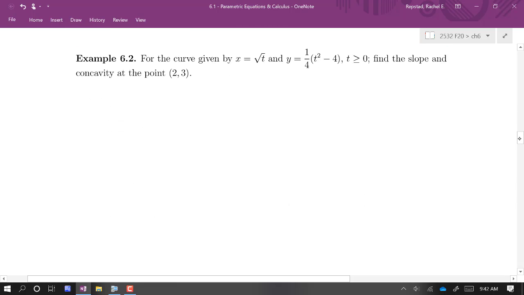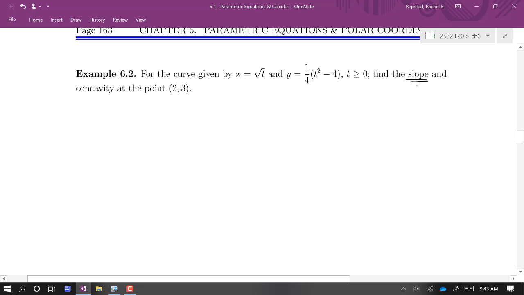Let's do another example. Here we've got a curve given by a pair of parametric equations. And we want to find the slope and the concavity at the point (2, 3). So the slope, this is dy dx. So we want dy dx, and we want to evaluate it at the point (2, 3). And then the concavity as well. So that will be the second derivative.